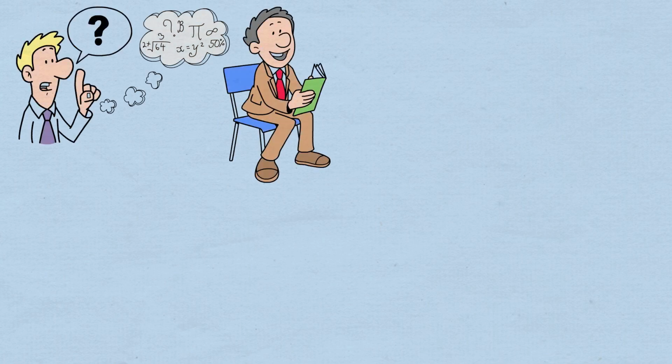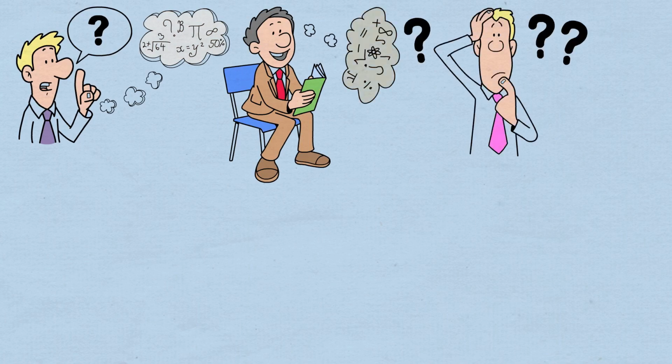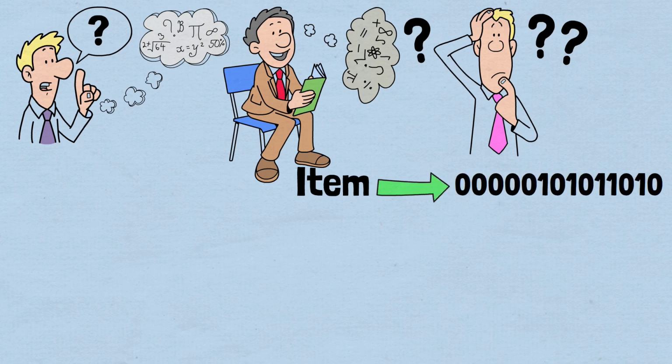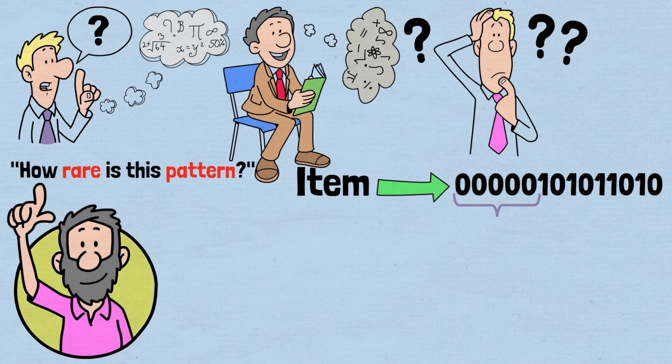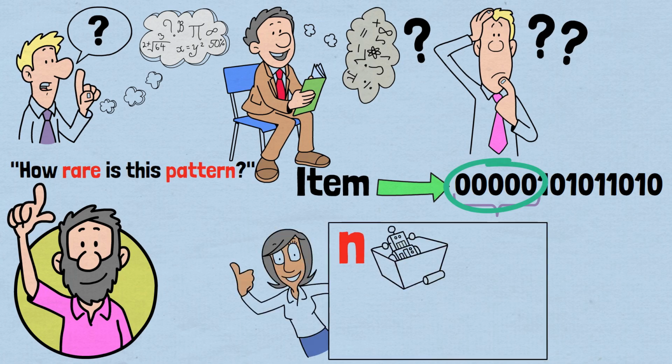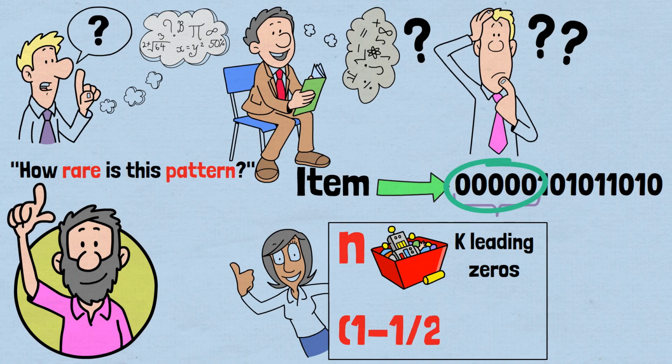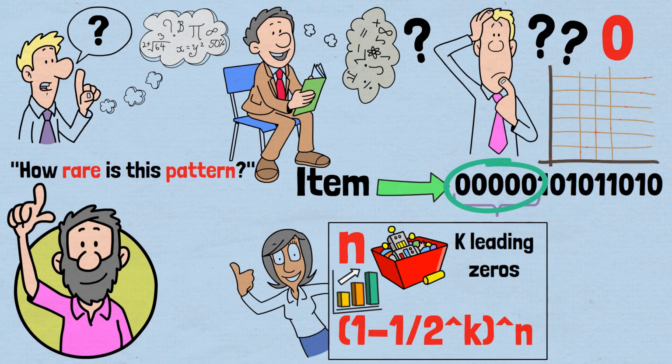To truly appreciate HyperLogLog, it helps to understand the mathematical intuition behind why counting leading zeros works so well. When we hash an item to a seemingly random bit pattern and look at the number of leading zeros, we're essentially asking, how rare is this pattern? A pattern with more leading zeros is rarer. Here's the key insight. If we've seen n distinct items, the probability that none of them hash to a pattern with k leading zeros is (1 - 1/2^k)^n. As n gets larger, this probability approaches 0 for larger values of k.